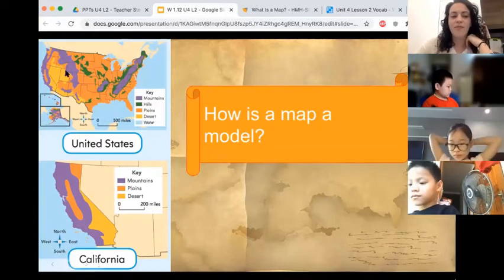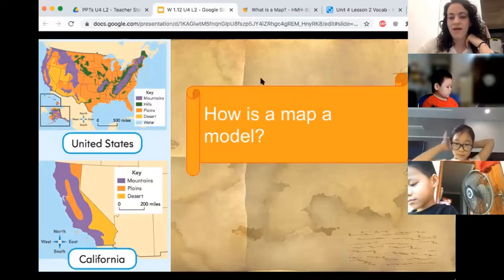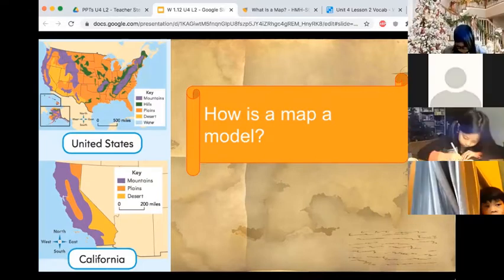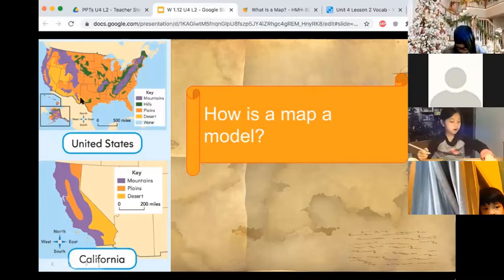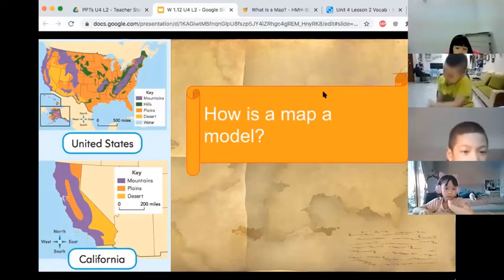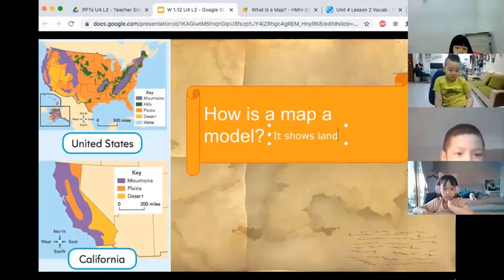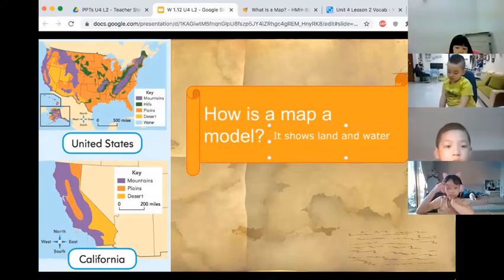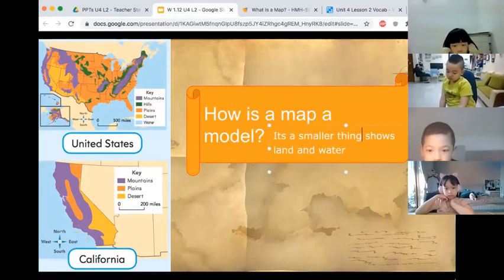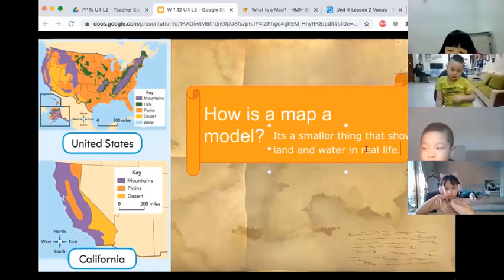How is this map a model? How is this map right here a model? Philip, can you explain why we call this map a model? Because it shows us land and water. It shows land and water. Let's say it's a smaller thing that shows land and water in real life.